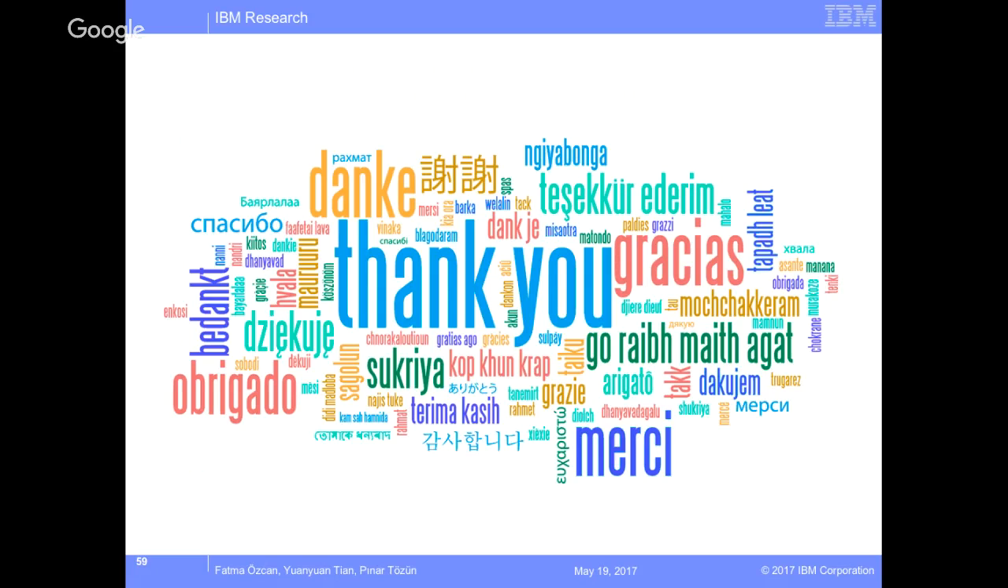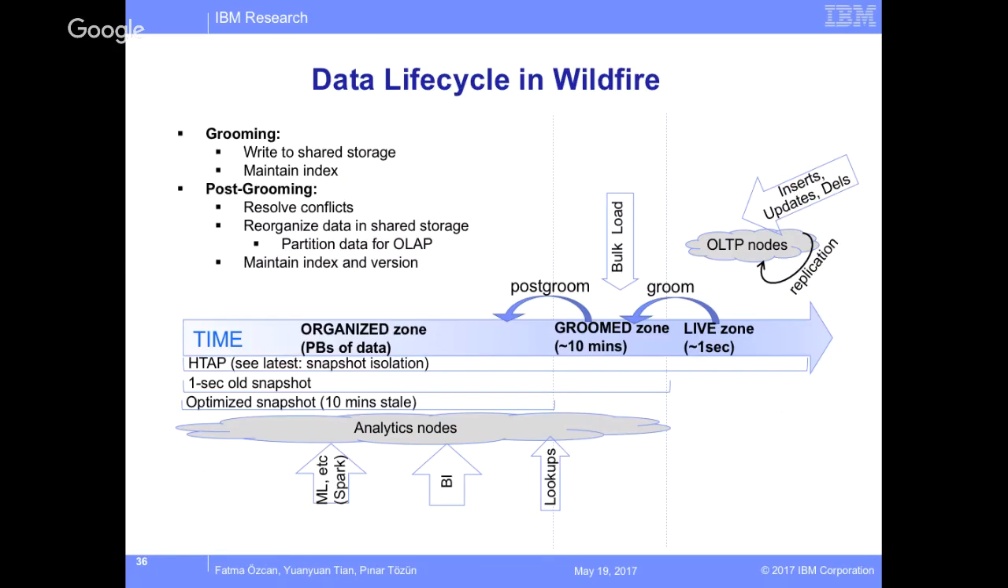Okay. So I have a question about the Wildfire system. In that system, you mentioned that in the 10 minutes grooming process, there can be a conflict resolution. So does that mean during that process, some of the updates can be aborted? No, we still allow updates. The thing is, they will go to this side, whereas you do that conflict resolution here.